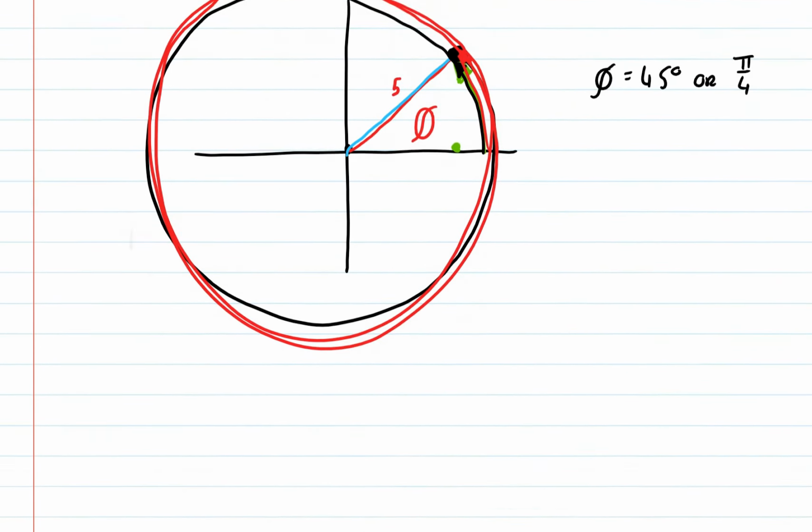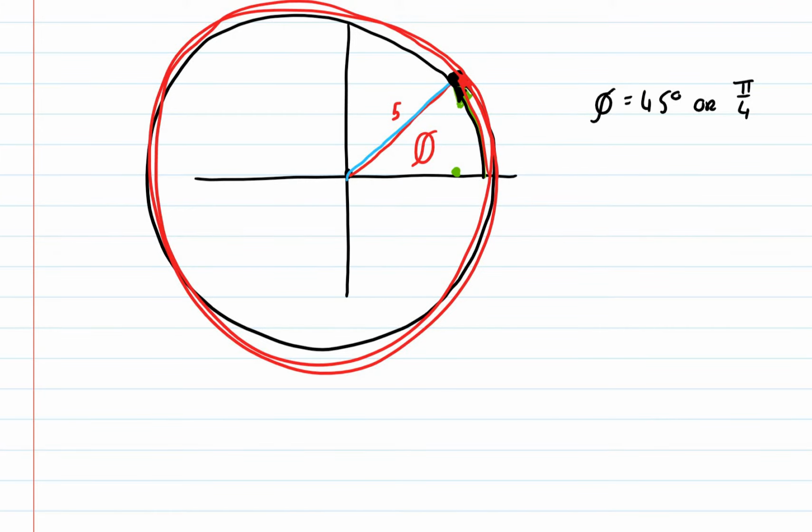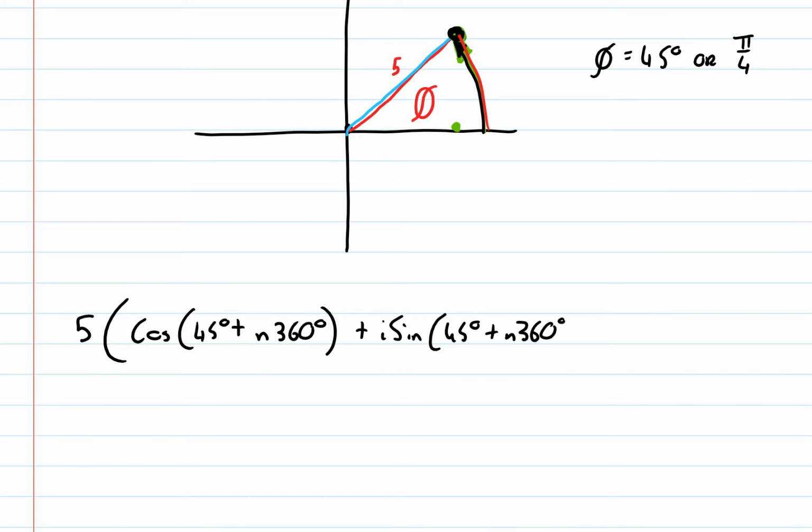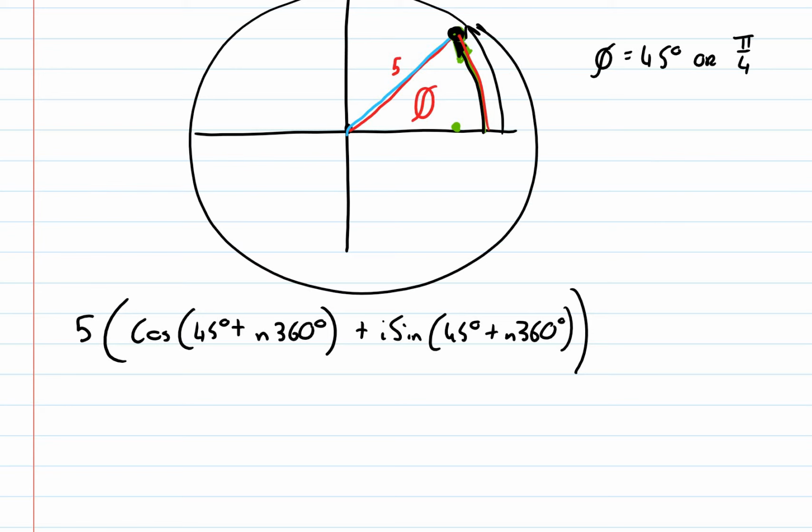Okay? So in this instance, I'll write this complex number in polar form. So it's r, which is 5, cos of 45 degrees plus n 360 degrees, plus i sine of 45 degrees plus n 360 degrees. And now, however many times I want to go around, I just put in for n. So if I want to go 45 degrees up here and then around another 360, I will just put in 1 for n. Okay? That's if we're looking at it in degrees.